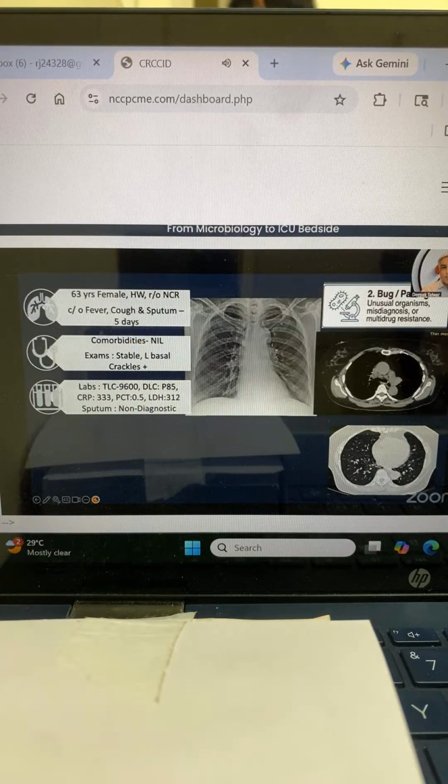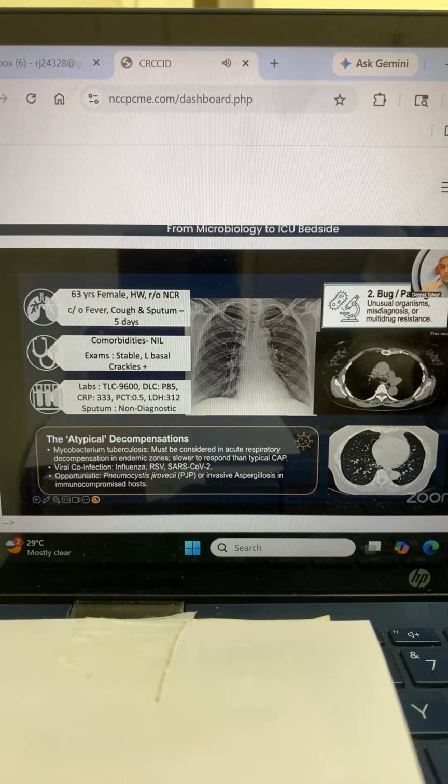The next is a 63-year-old female housewife, and she has fever, cough and sputum of 5 days. Again, no comorbidities, and has left basal crackles. Most of the findings are okay, except the CRP and PCT, and sputum was non-diagnostic. A CT scan was done again because there were very subtle findings on the chest X-ray. And you can see that there are some mediastinal lymph nodes as well as a pattern of bronchiolitis with a lot of nodular opacities suggesting airway-centric inflammation or infection in this group of patients. So again, this patient was finally tested for chlamydia PCR on BAL, which was positive, and given clarithromycin for 2 weeks.